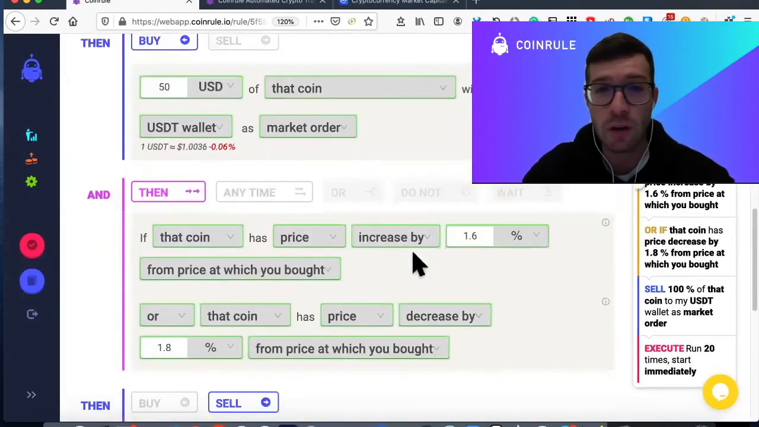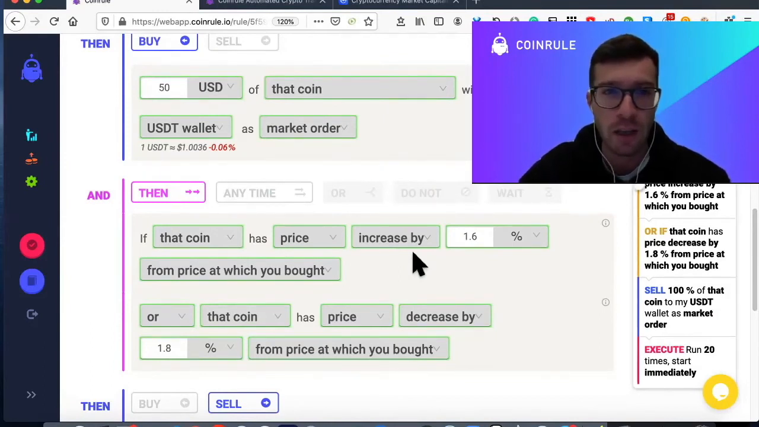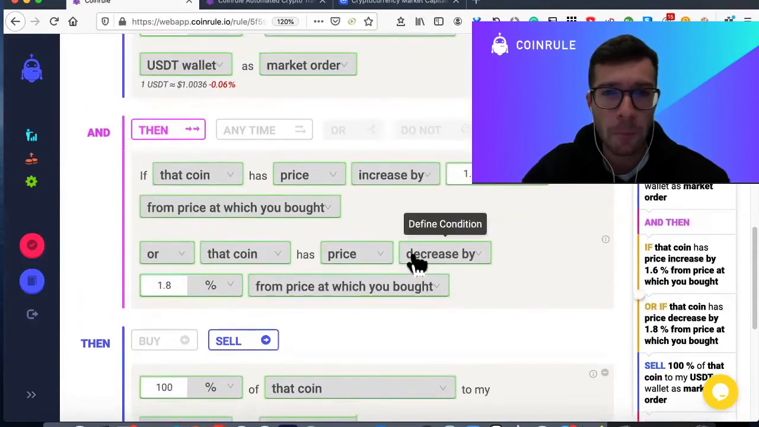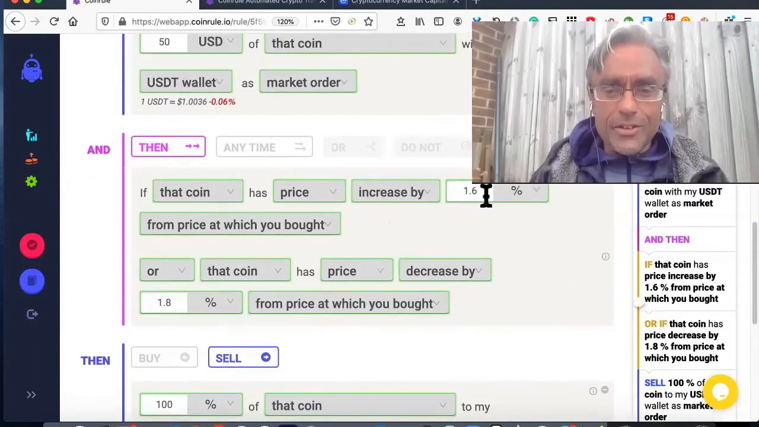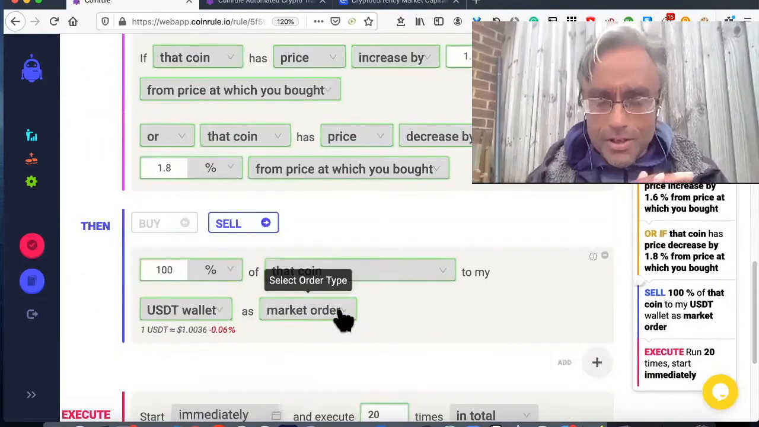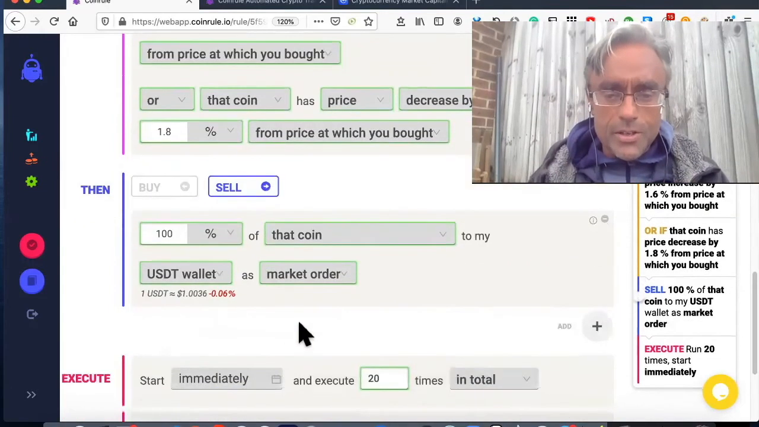Also because remember that we are on Friday, so we will see each other on Monday. So I want to make sure that the rule will adapt in all market conditions that could possibly unfold over the weekend. So we will keep this parameter as well. Okay, this is the take profit if it increases 1.6, and this is the stop loss if it decreases by 1.8 from the price at which I bought, so as to keep any losses to a minimum. Sell 100% of that coin, USDT.